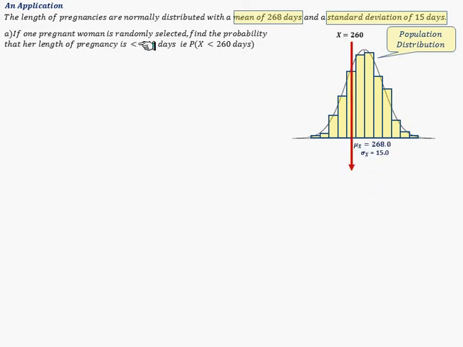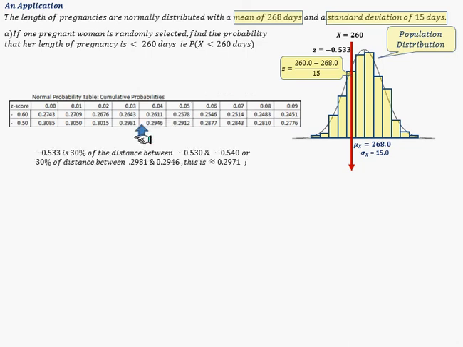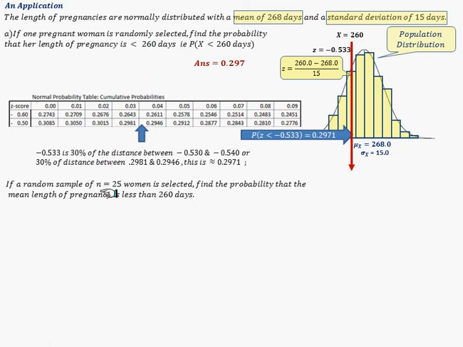So step 1, x is 260, and notice standard deviation 15. Find the z-score, minus 0.533. Go to your table, and that value there is, we've estimated, 29.7%, 0.2971, and that becomes our answer. Almost 30% chance that for a single woman selected totally at random, her length of pregnancy will be below 260 days. Now we're going to look at a sample of 25 women.